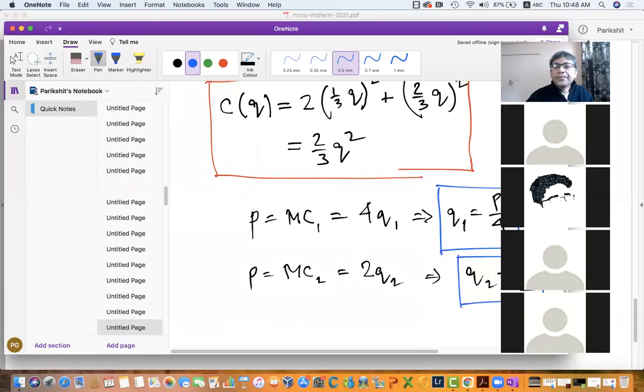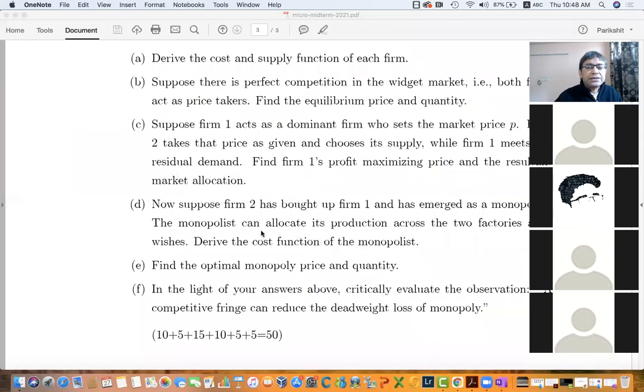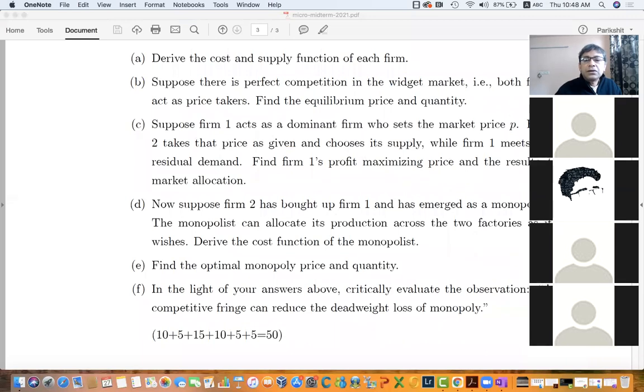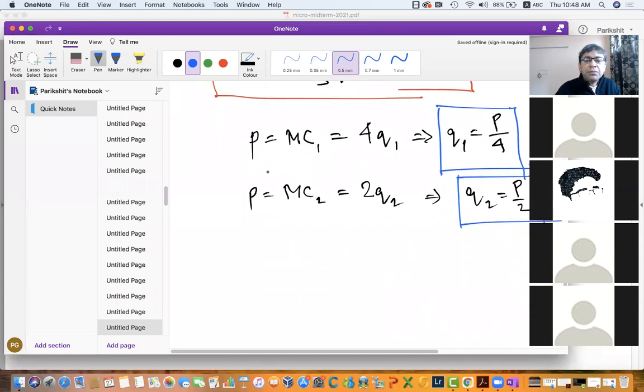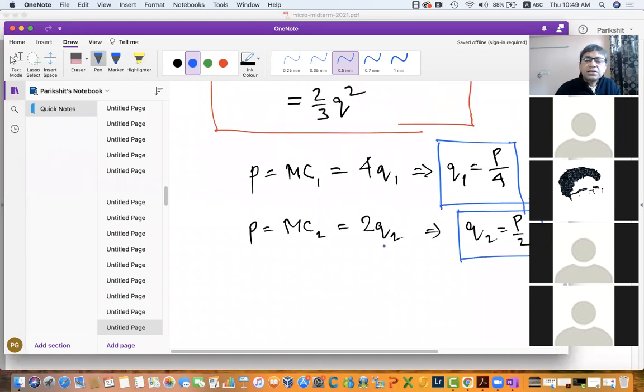But let me come to part C of the question. Part C says, suppose firm 1 acts as a dominant firm who sets the market price P. Firm 2 takes the price as given and chooses its supply, while firm 1 meets the residual demand. Find firm 1's profit maximizing price and the resultant market allocation. So for any price P that firm 1 sets, firm 2 supply is given by this equation, Q2 equal to P by 2.